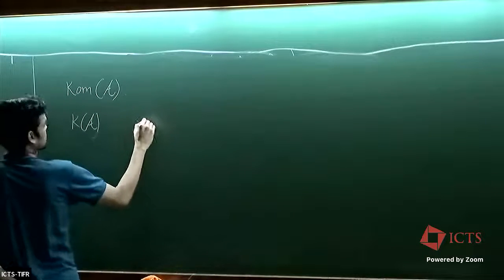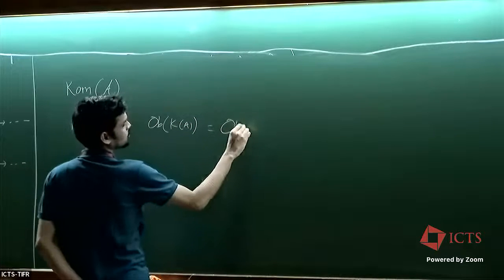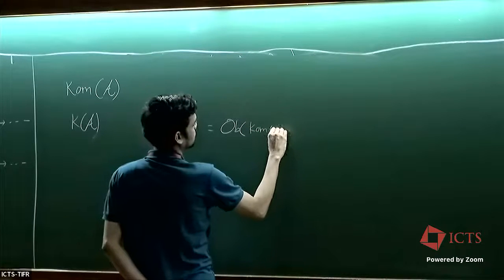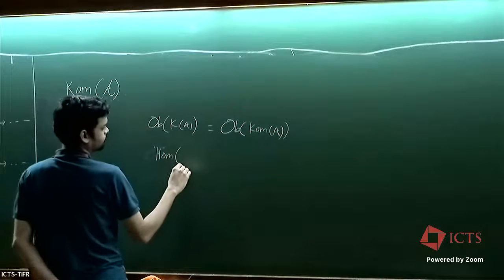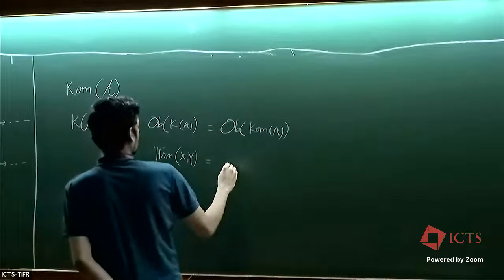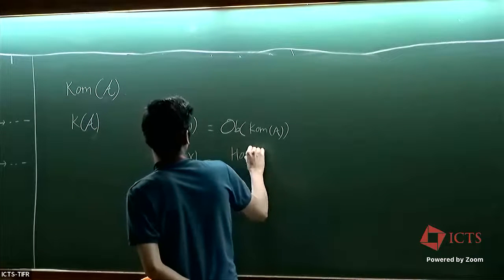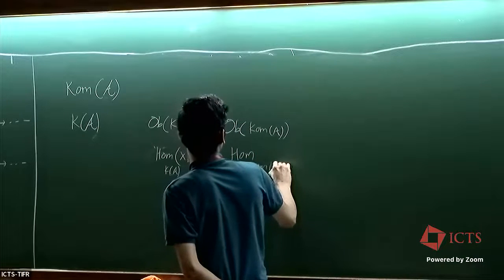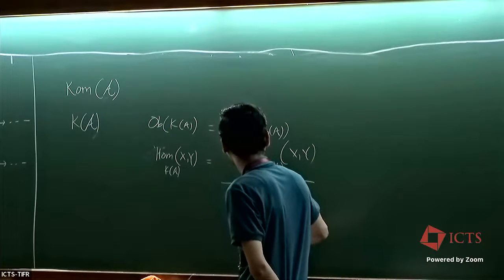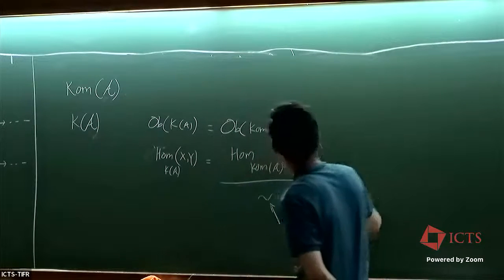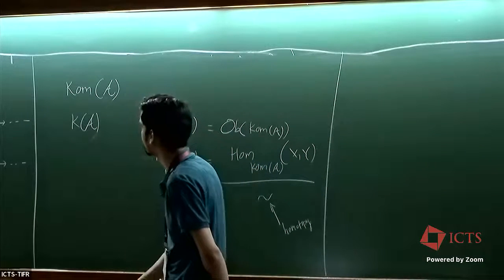Maybe let me just write that. Objects of K(A) are the same as objects of the complex category, and morphisms in this category K(A) from X to Y are morphisms in the complex category between X and Y modulo the homotopy relation. So we call this the homotopy category.